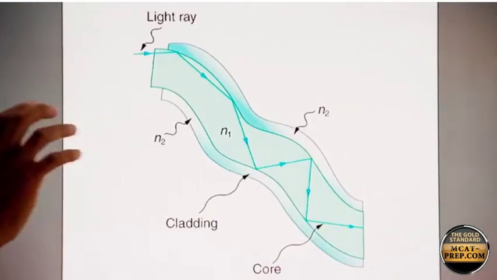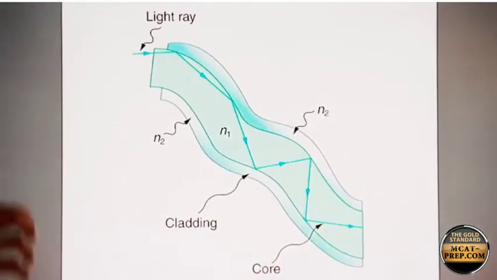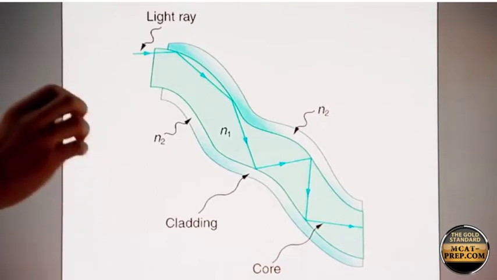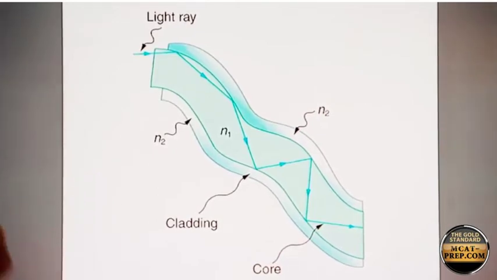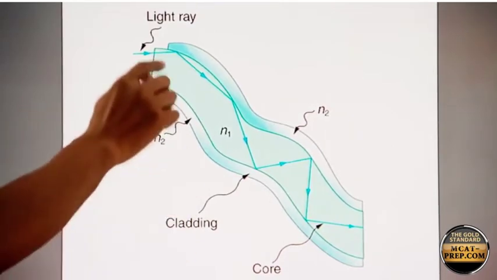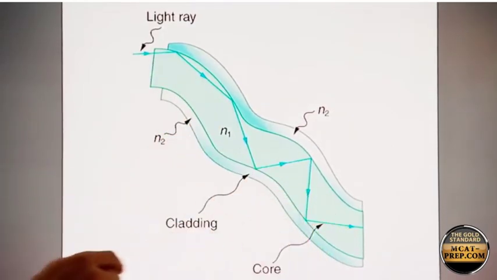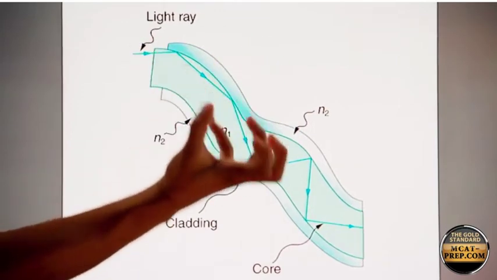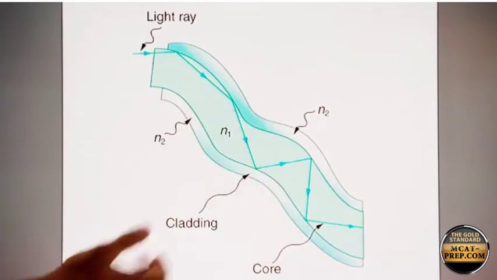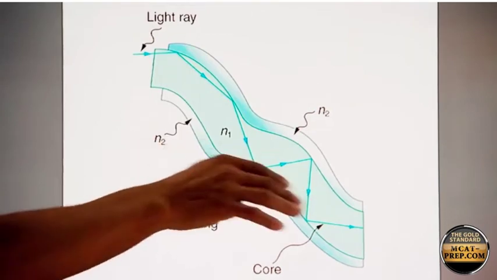Of course, just like the example that we did with water and air, where the light remained in the water because water has a greater index of refraction. Water is the more optically dense medium. Likewise, here the more optically dense medium is the core. That is why the light rays are retained in the core and are not able to go out.